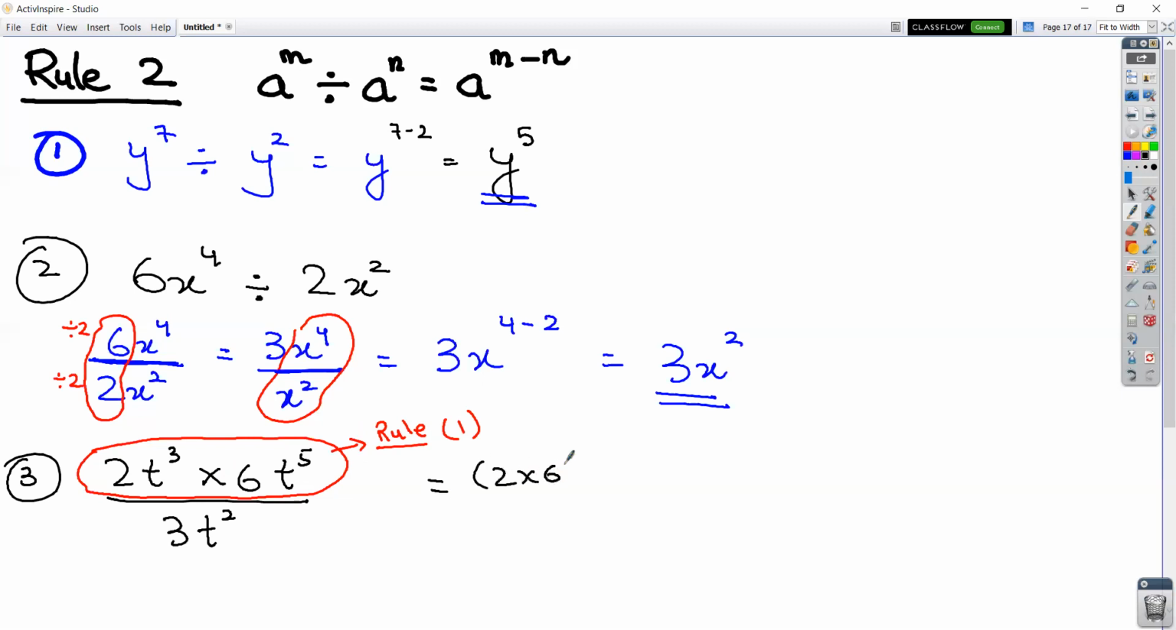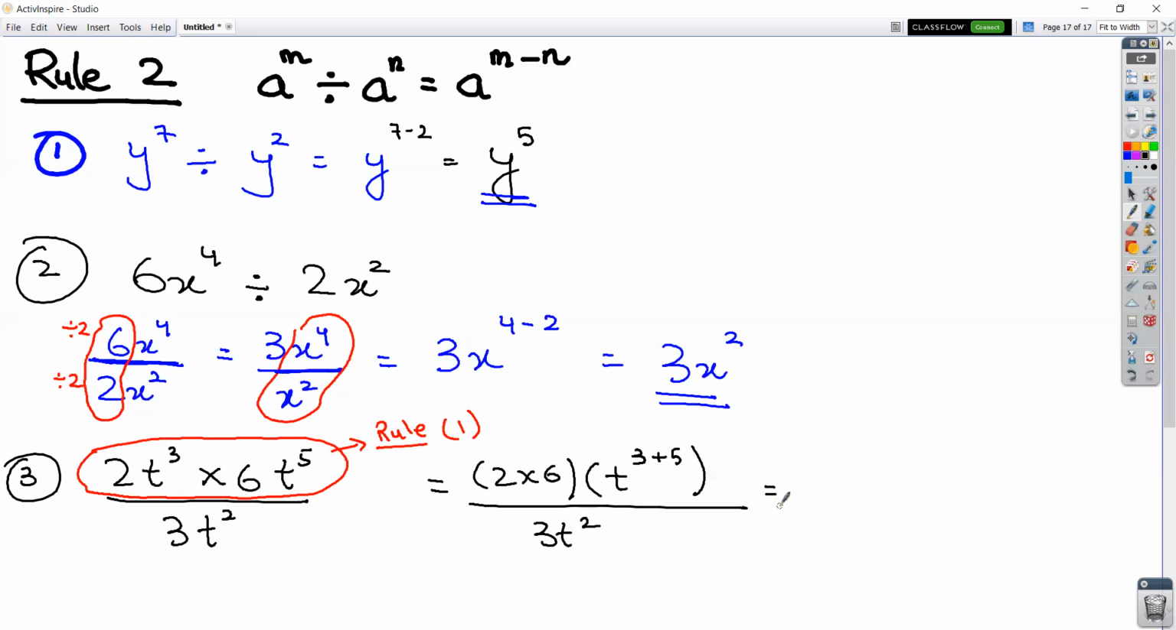So we have the numbers 2 and 6, and we are going to multiply them together. Now, for the t variables, because we have the same base with the times sign between them, we're going to add the powers. Adding the powers would be 3 plus 5 on the top there. We are not doing anything with the denominator, so we keep it the same because the denominator is already in its simplified form.